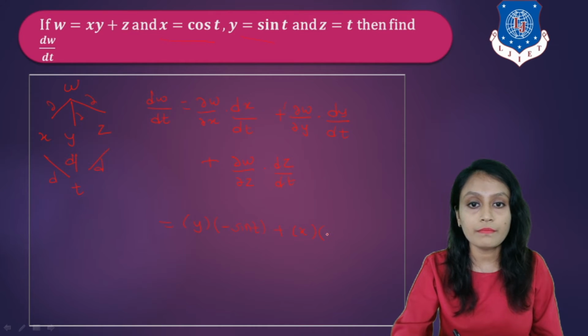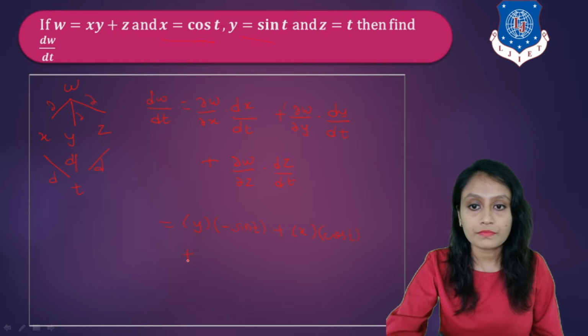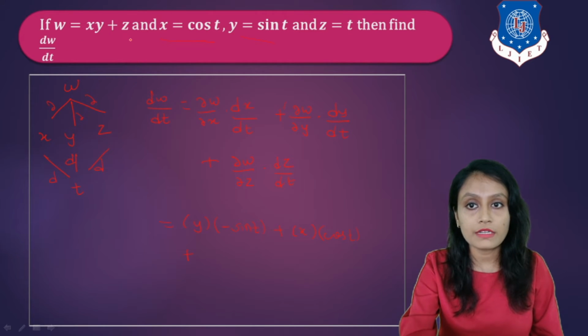So it will come cos t. Plus del w by del z, which means derivative of w with respect to z, keeping x and y constant. So the derivative of this term is 0 and the derivative of z is 1. So here we will write 1 into dz by dt. Okay, so the derivative of z with respect to t, the answer is 1.